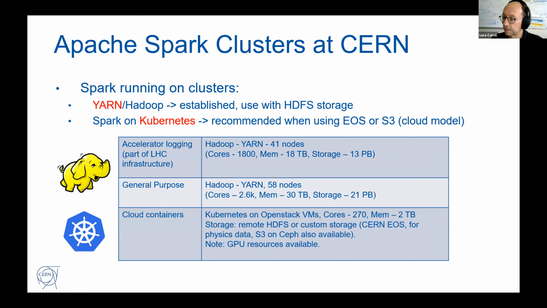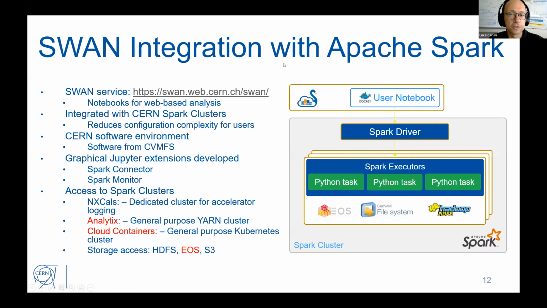Another interesting point that I quickly mentioned earlier and I want to further drill down on is that you can run Spark on our Swan service. This is basically Jupyter notebooks that you can access via web interface. Probably several of you have already tried them. Otherwise, this is the link. And Swan is integrated with the Spark cluster at CERN. So one can use both the Hadoop clusters and the cloud containers clusters. And it's possible to access HDFS, of course, but EOS and S3 as well.